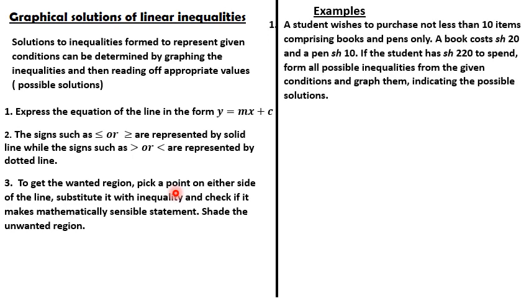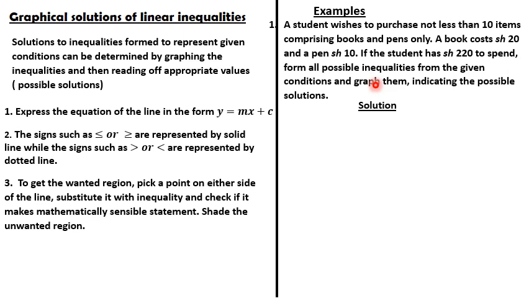Example number one. A student wishes to purchase not less than 10 items comprising books and pens only. A book costs Sh20 and a pen costs Sh10. If the student has Sh220 to spend, form all the possible inequalities from the given condition and graph them, indicating the possible solution. So you have a student here who wishes to purchase not less than 10 items, and those items are books and pens.